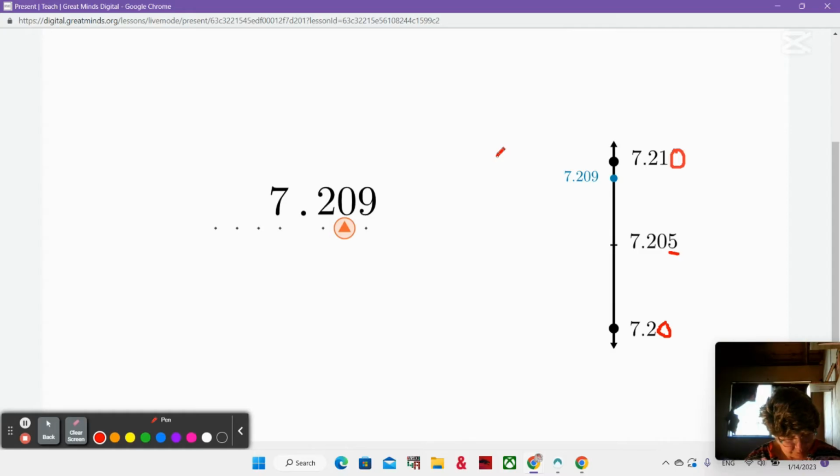Okay, so we started with the same decimal number each time, the same number, 7 and 209 thousandths. Did we get the same answer each time that we rounded? Why?